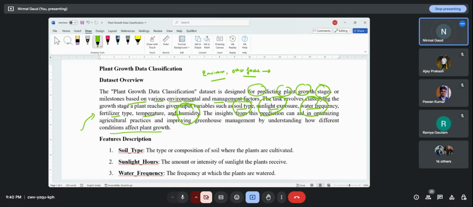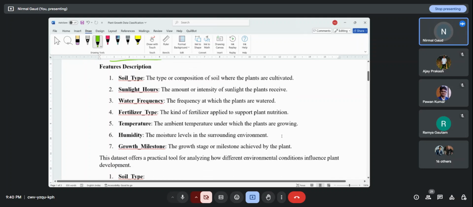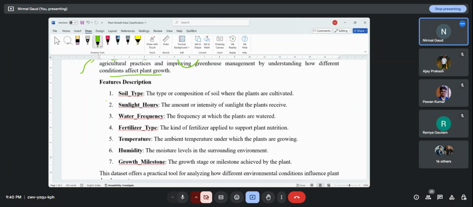We have a data with the features as I already told: soil type, the composition of soil where plants are cultivated; sunlight hours, the amount of intensity of sunlight the plants receive; water frequency at which the plants are watered; fertilizer type, the kind of fertilizer applied as a nutrient; temperature under which the plants are growing.